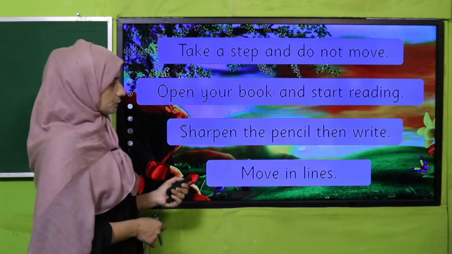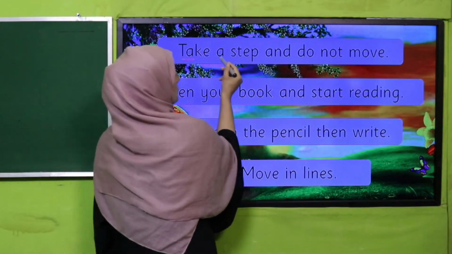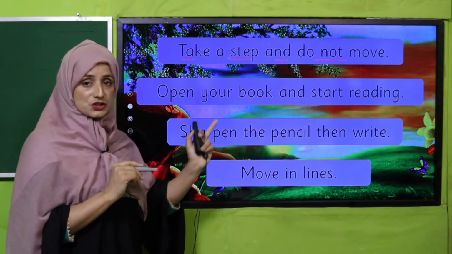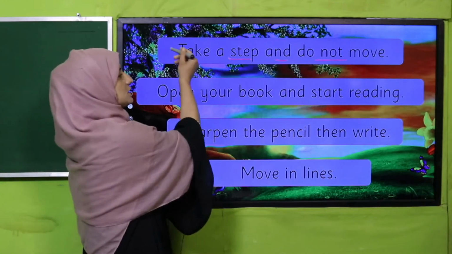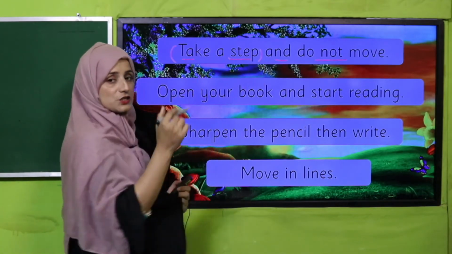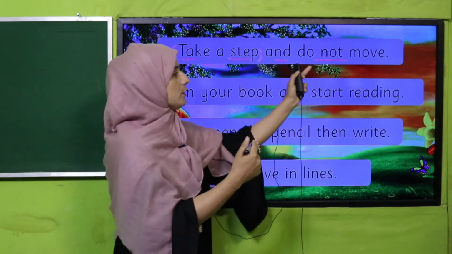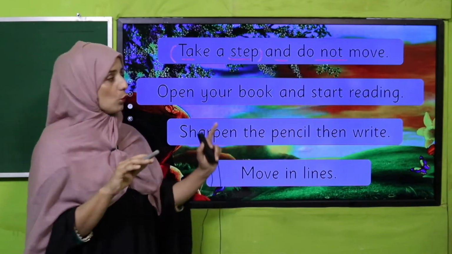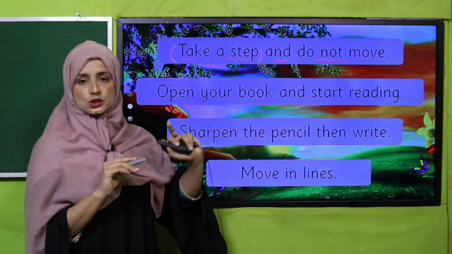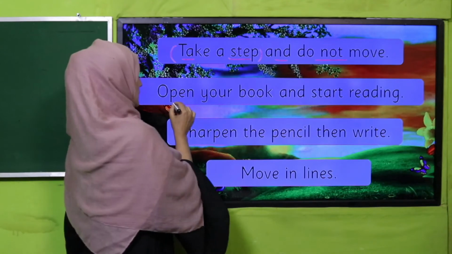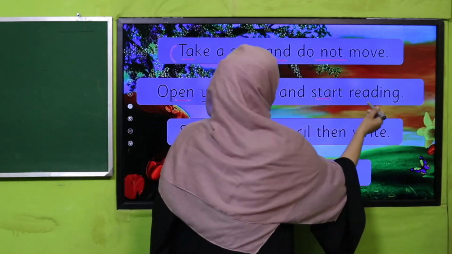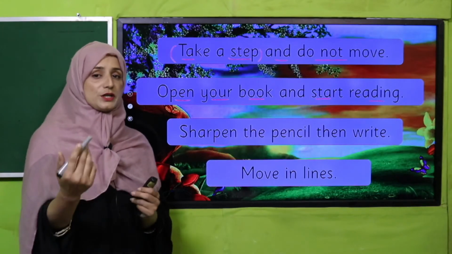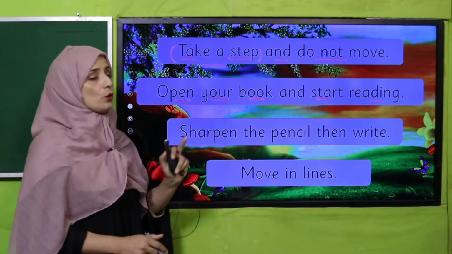Try to judge such types of sentences. Take a step and do not move. Yes, this is an instruction. So what instruction is given in this sentence? First take a step, after that you will not move. These sentences are showing instructions. Next, open your book and start reading. Yes, usually teachers say that, my dear students. I also say, your teacher also says to you, open your book and start reading.